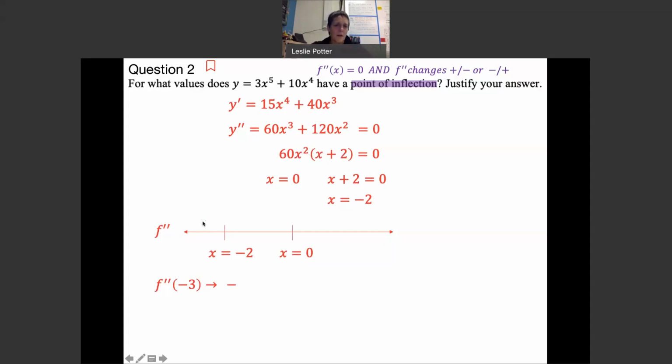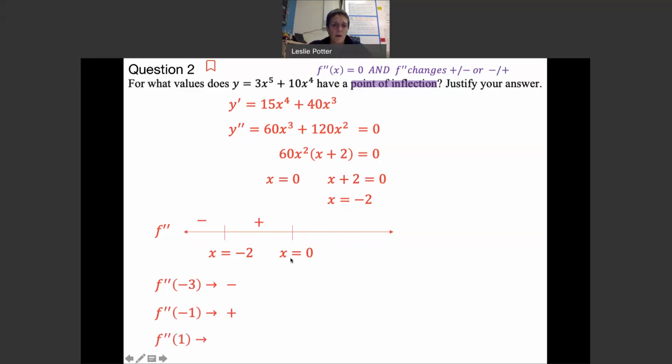So we know in this domain we have a negative second derivative, which means we're concave down. Let's try between these two locations at -1. Putting -1 in here, we've got a positive and a positive. So positive times a positive is a positive. So in this domain, we have a positive second derivative, which means we're concave up.